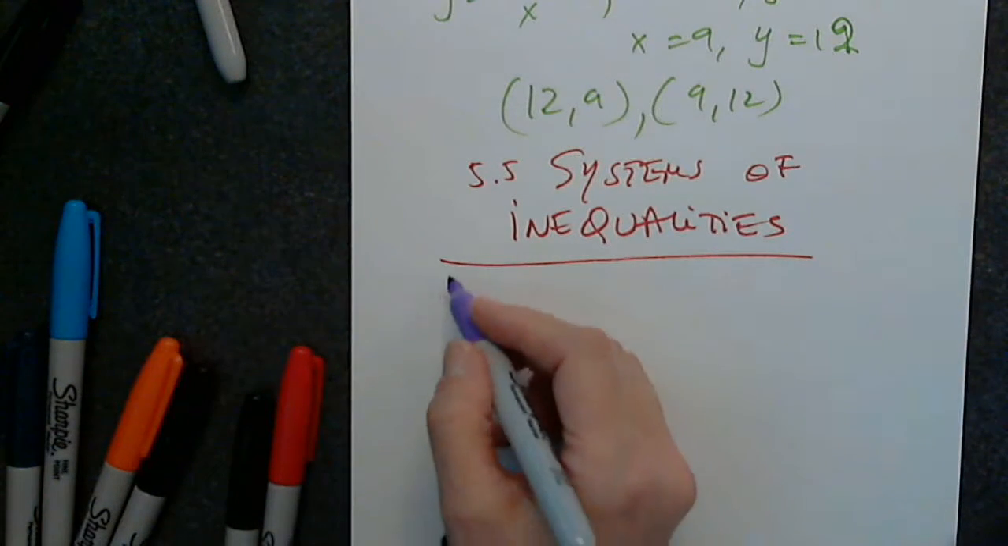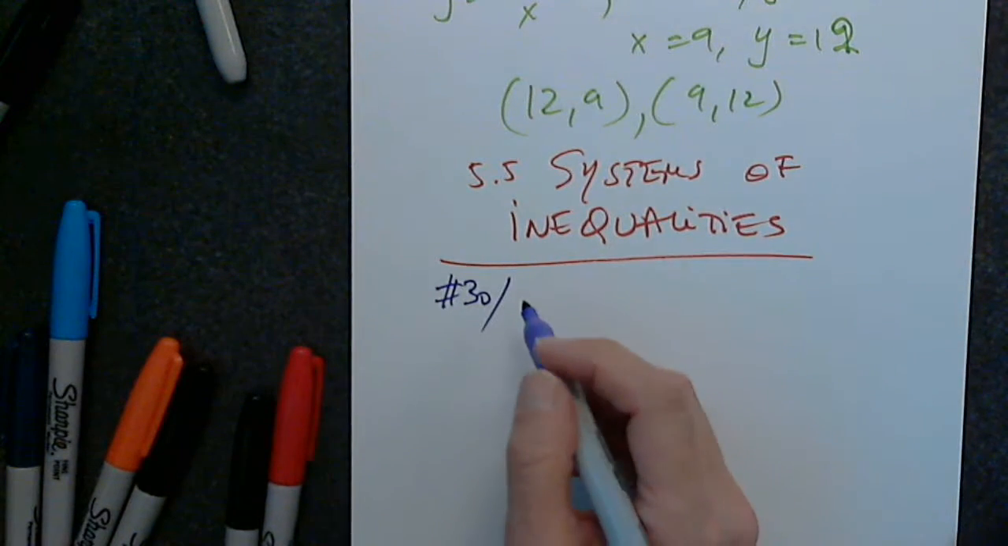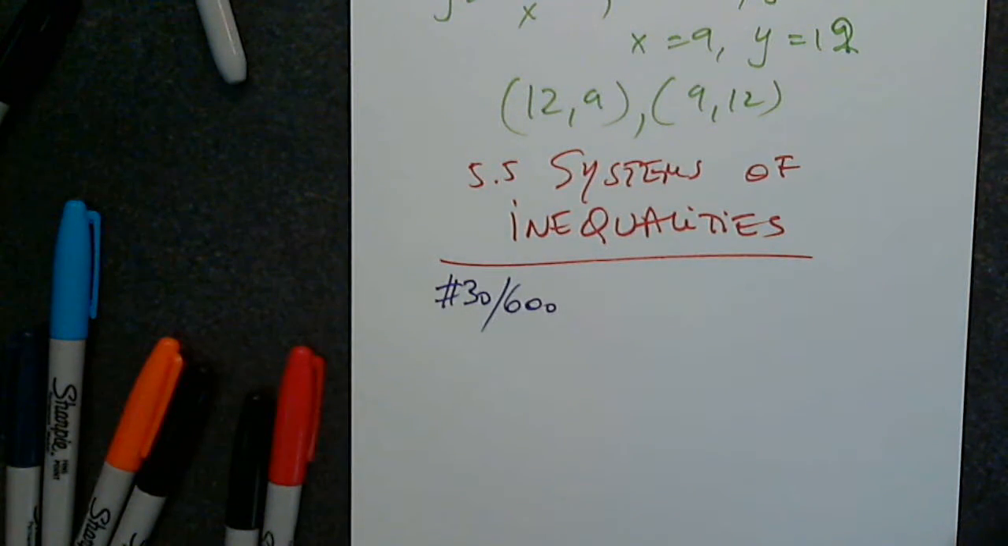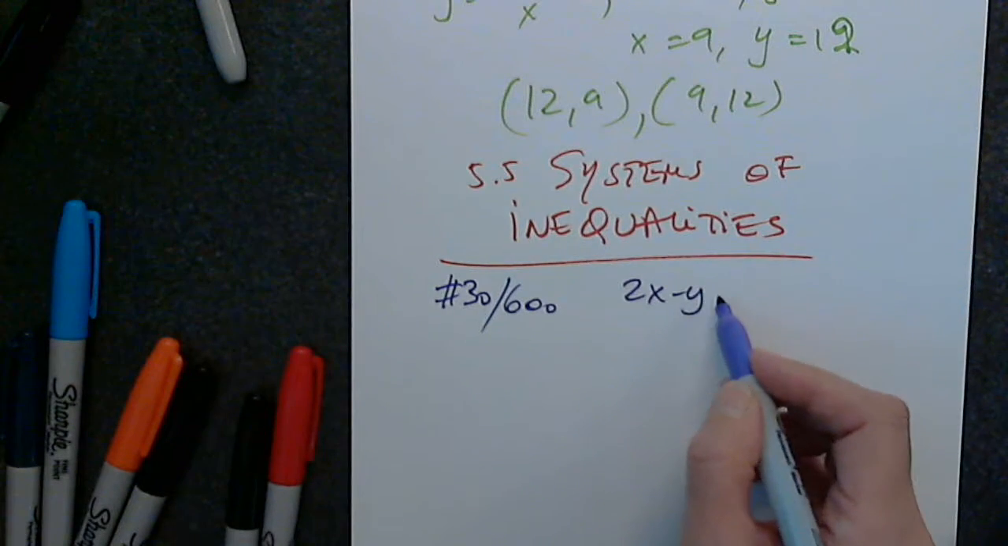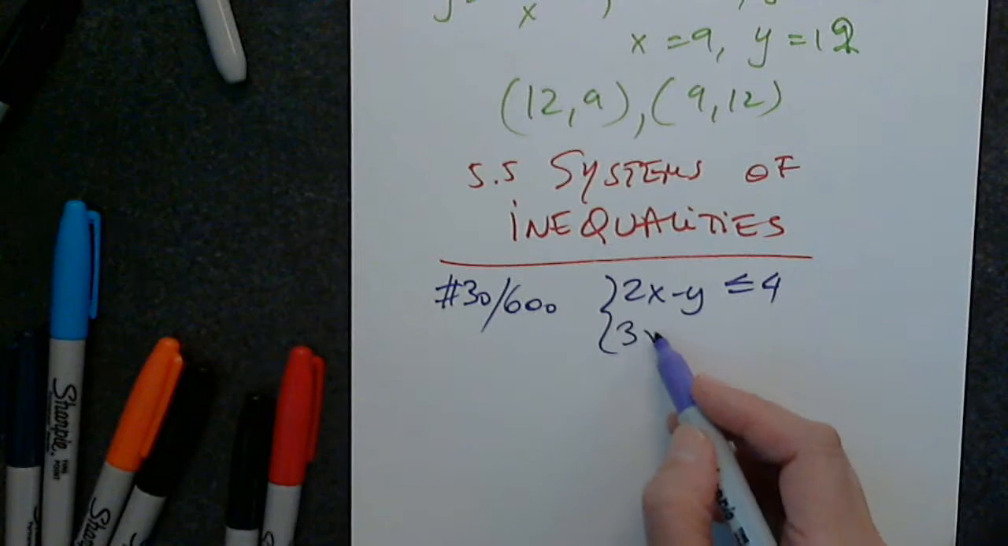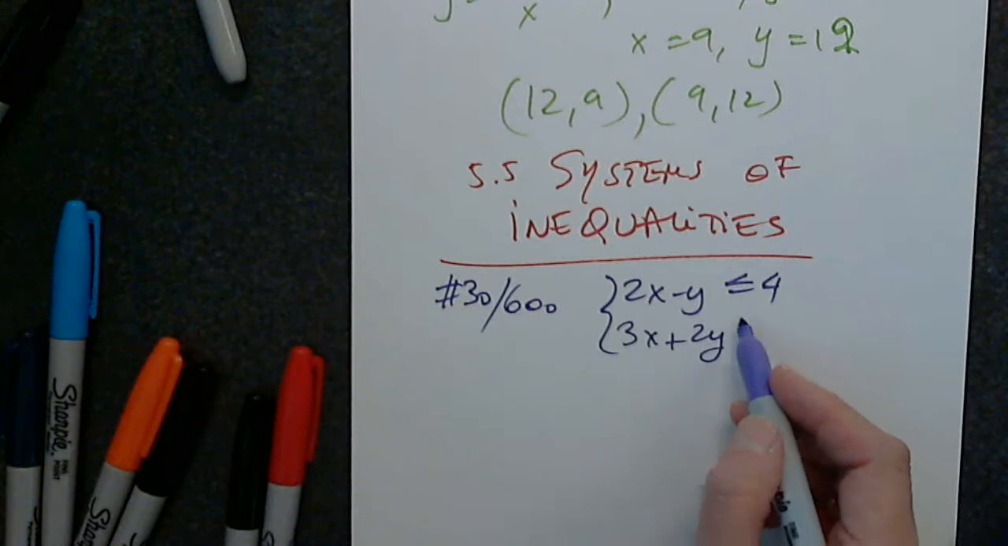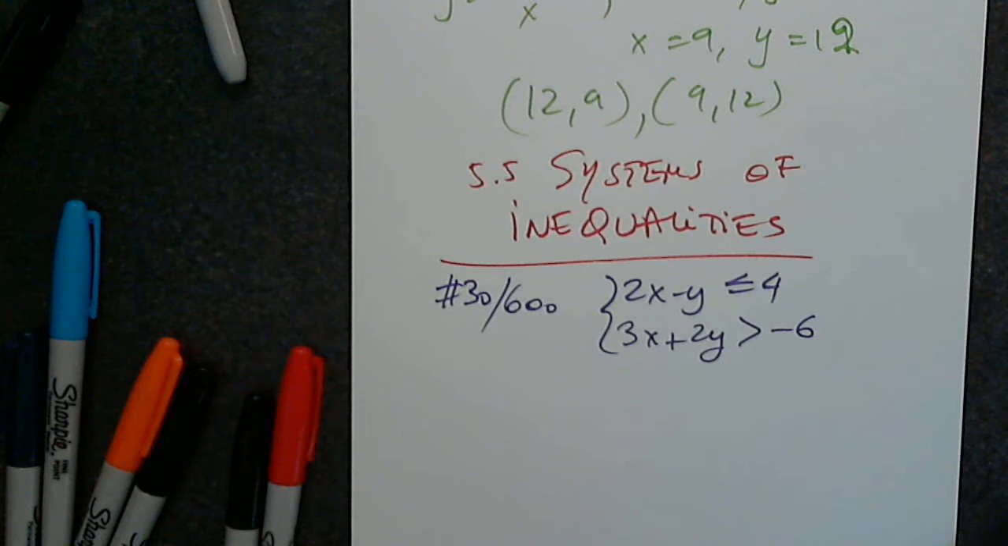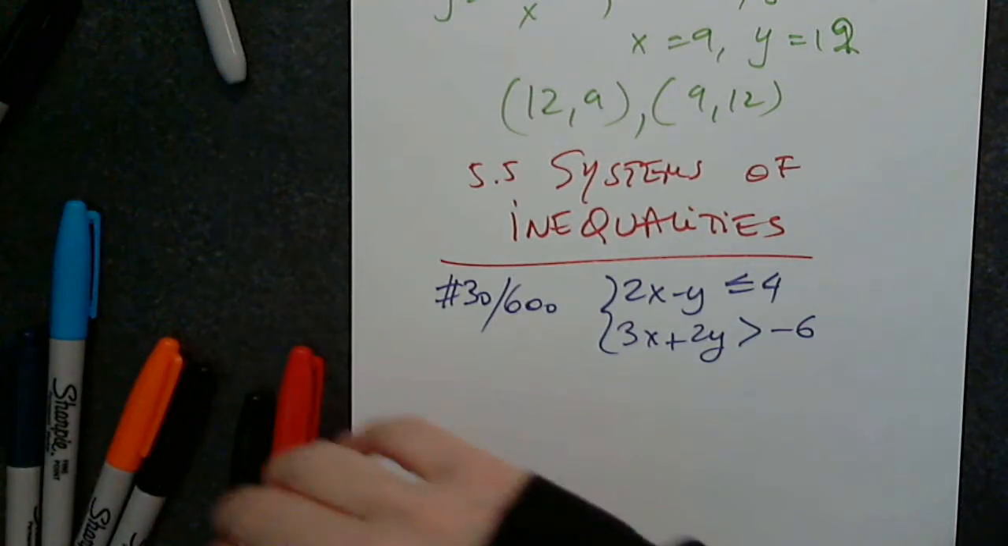Let's start with 30 on page 600, where we have 2x minus y is less than or equal to 4, and 3x plus 2y is greater than negative 6. There are several steps that we need to follow here. What type of system is it? I will say it's a system of two linear inequalities in two variables. What do I have to do first?